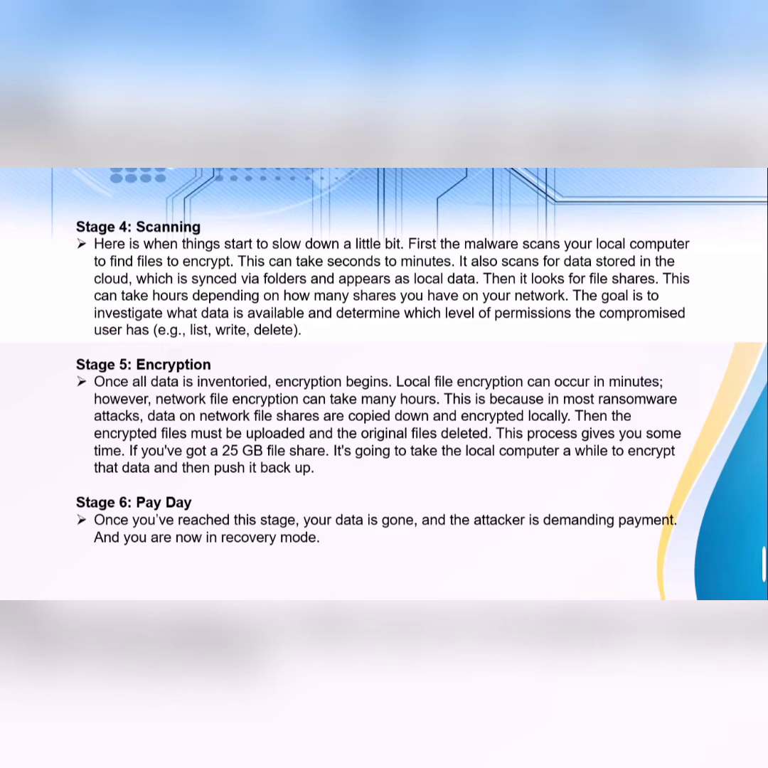Stage 5: Encryption. Once all data is inventoried, encryption begins. Local file encryption can occur in minutes. However, network file encryption can take many hours. This is because most ransomware attacks on network file shares copy the data down and encrypt it locally. Then the encrypted files must be uploaded and the original files deleted. This process gives you some time. If you've got a 25 GB file share, it's going to take the local computer a while to encrypt the data and push it back up.